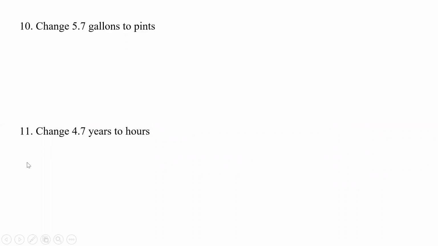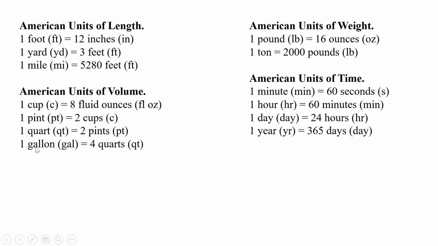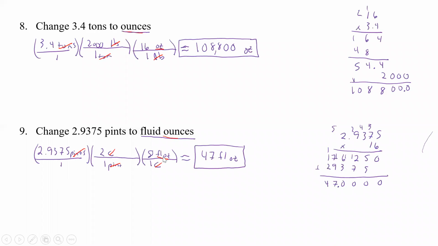Gallons to pints. Well, we better go back here and make sure we have all our units here. So 1 gallon is 4 quarts. Then 1 quart is 2 pints. And I don't remember what we were getting to. Then 1 pint was 2 cups. So the 4 quarts and 2 pints are the key things we're going to need here. Okay.